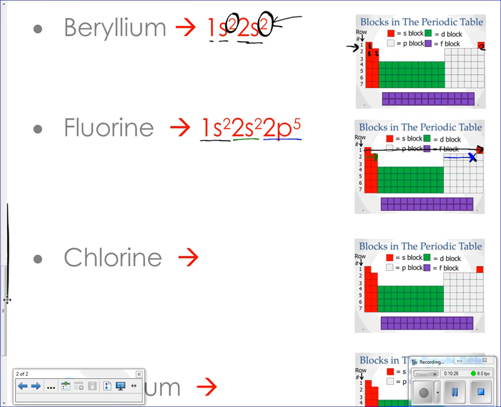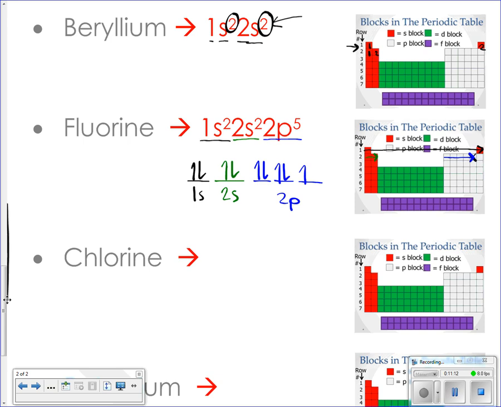And to do my orbital diagram, in the 1s, s has one atomic orbital. 2s2 also has one atomic orbital. So that's my 2s. This is my 1s. And 2p has three atomic orbitals, because p's have three atomic orbitals. In the first orbital, so in 1s, I have 2 electrons. In 2s, I have 2 electrons. And in 2p, I have 5 electrons: 1, 2, 3, 4, 5.